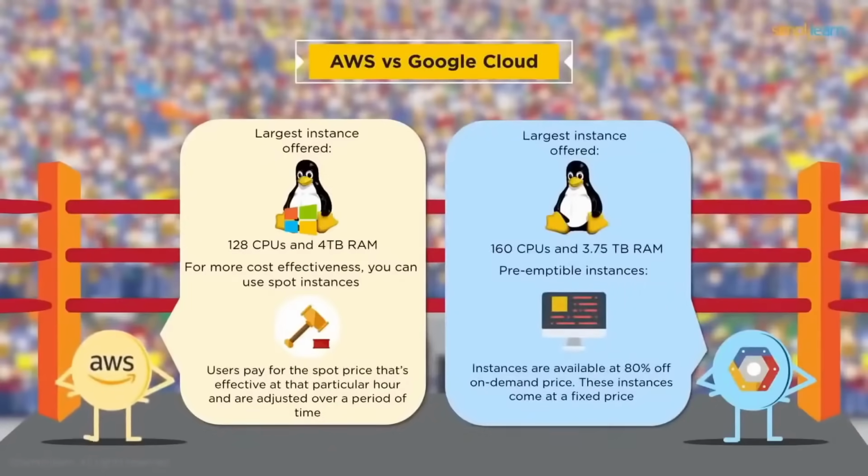Like spot instances of AWS, Google Cloud offers short-lived compute instances suitable for batch jobs and fault-tolerant workloads. They are called preemptible instances. So these instances are available at 80% off on-demand price. Hence, they reduce your compute engine costs significantly. And unlike AWS, these come at a fixed price.